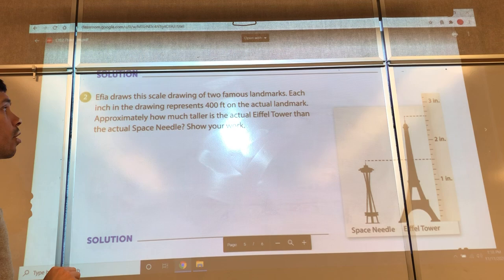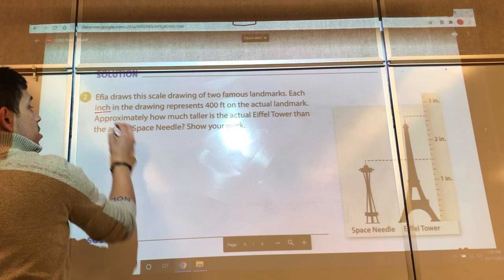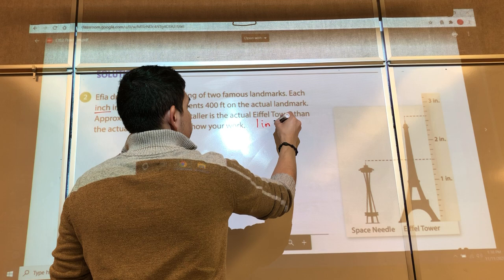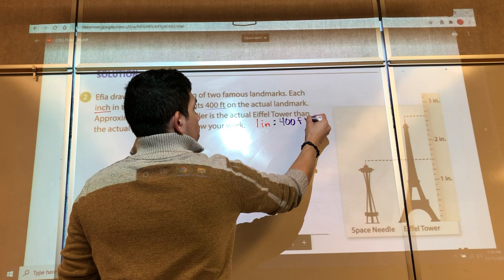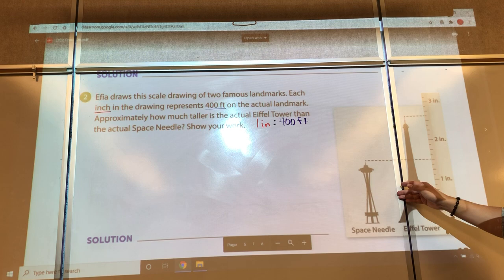Each inch in the drawing represents 400 feet. Really important to know. Each inch, that just means 1 inch, so I'm going to write down here, 1 inch, 400 feet. 1 inch represents 400 feet. So for every inch that happens here, it's going to be 400 feet in real life, okay?